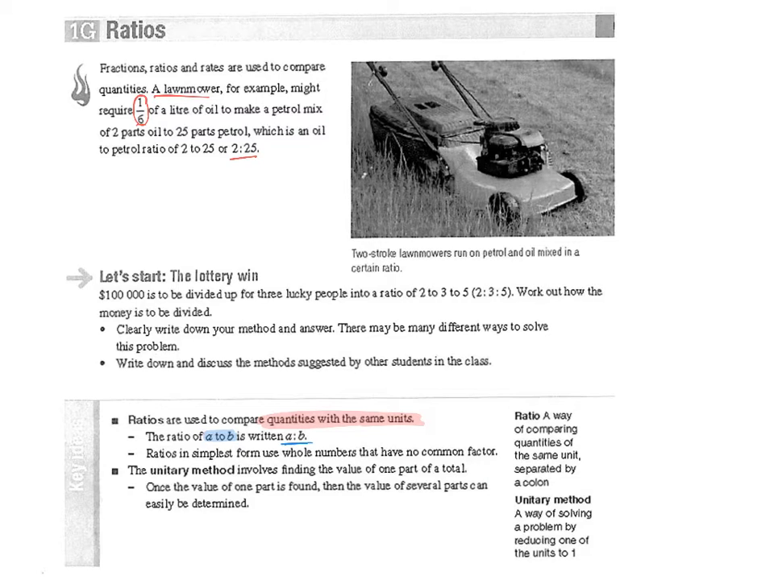One thing you also need to remember is that the order of a ratio is important. If it is the ratio of apples to oranges, then the quantities in our ratio have to have the apples first. The unitary method involves finding the value of one part of a total. Once the value of one part is found, the value of several parts can easily be determined. Let's have a look at some examples over the page.